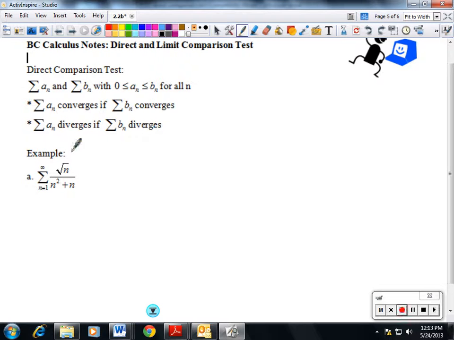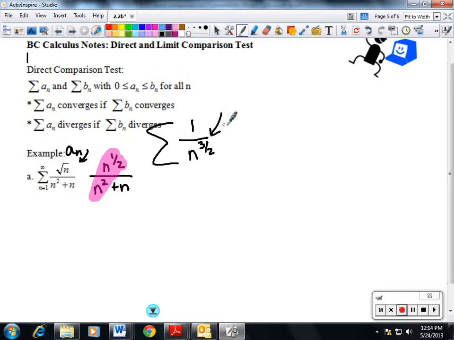What that means, this is my a sub n here. If I just simplify this down a little bit, that's n to the 1/2 over n squared plus n. If I just look at what's in the front, I can compare that to 1 over n to the 3/2. If you subtract your 2 minus your half, you get 3/2 on the bottom. So I know that this series, that's a p-series where p is greater than 1. So because this is a p-series where p is greater than 1, this series is going to converge.